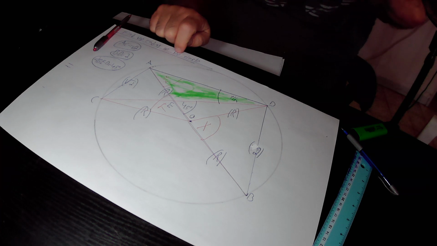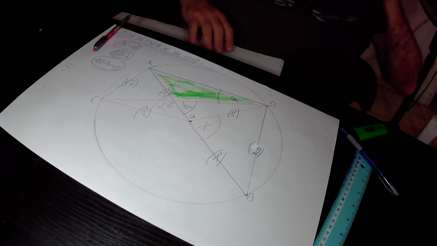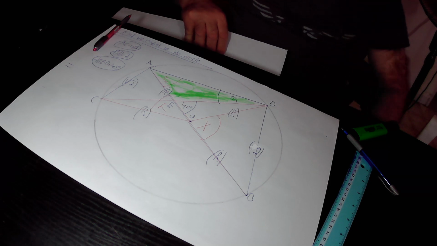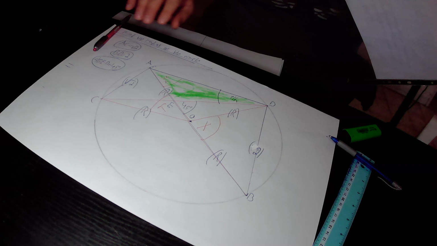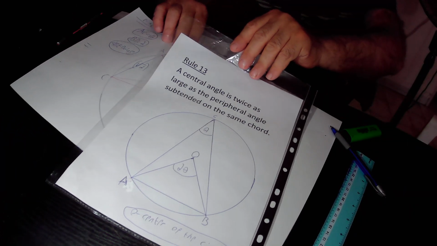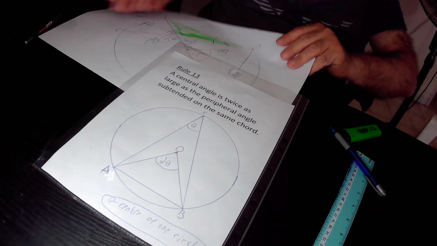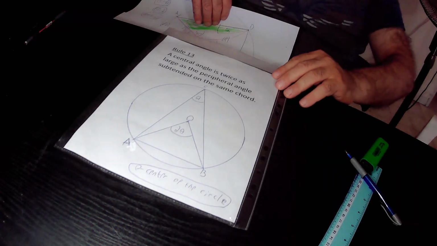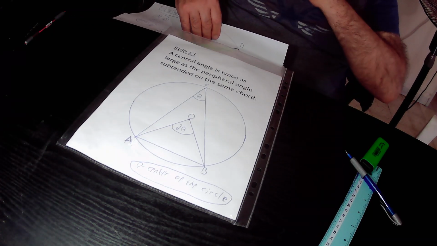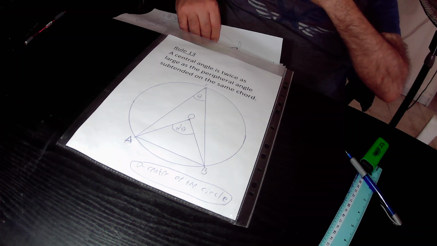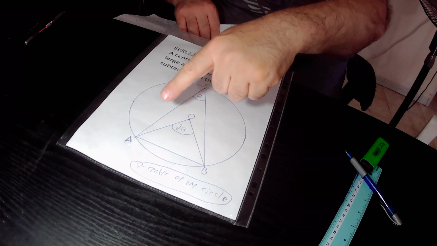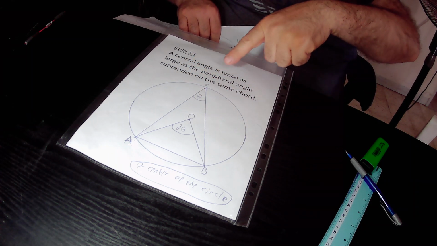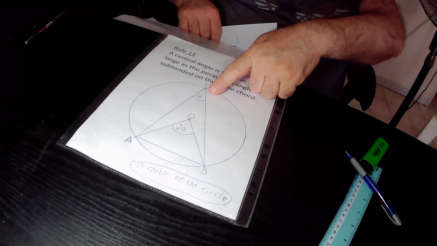So now we can implement here rule 13. So I'll repeat quickly rule 13. According to rule 13, the central angle is twice as large as the peripheral angle subtended on the same chord. So in the drawing we have a circle, and this is peripheral angle ACB. The size of this peripheral angle ACB is theta.